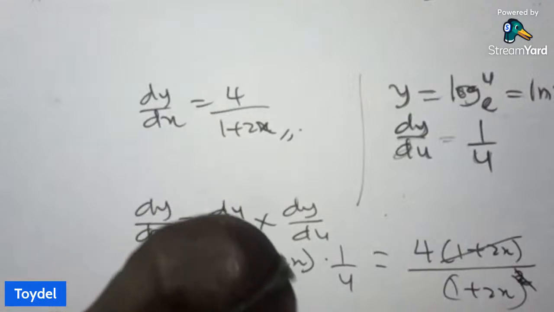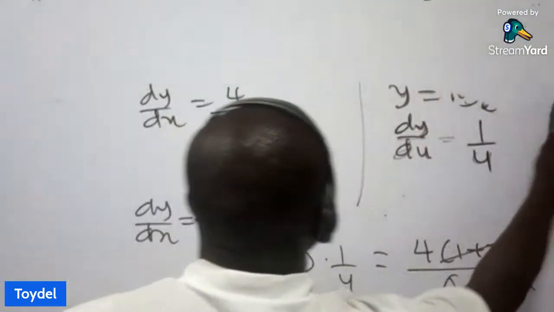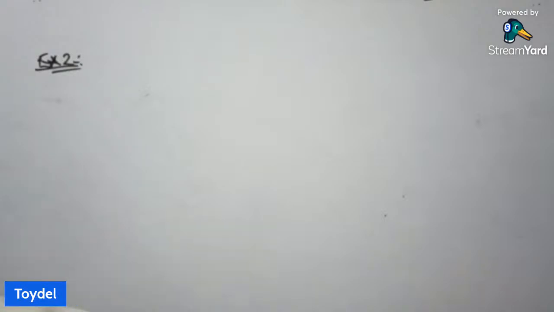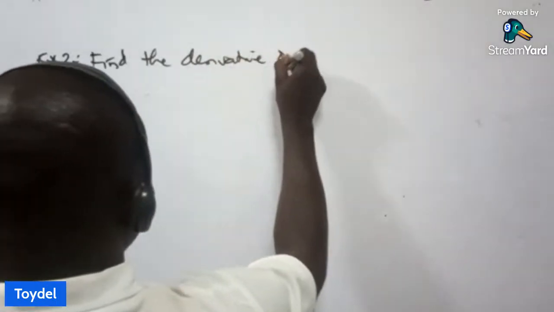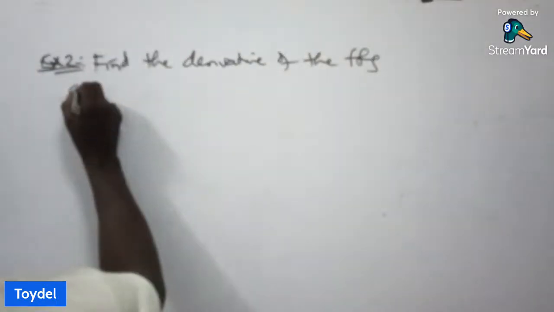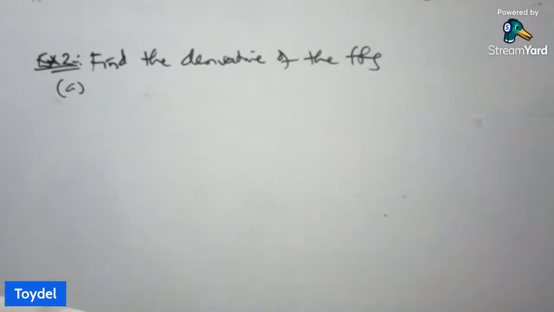So that is what we are going to take. We take another example, say example 2. Example 2: find the derivative of the following. Let's just take 2 questions here.